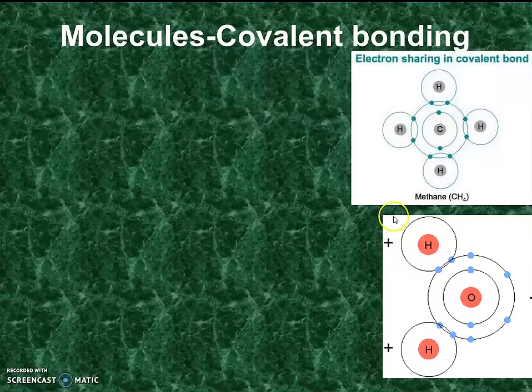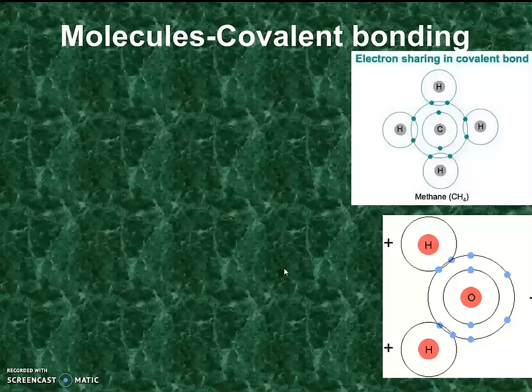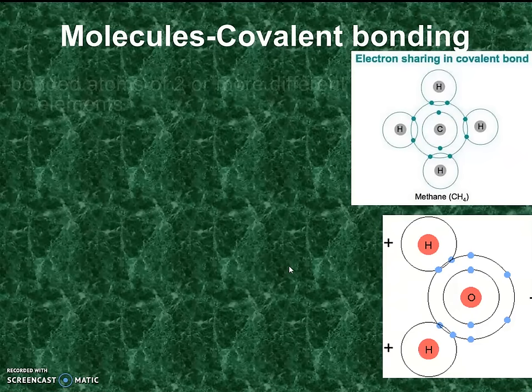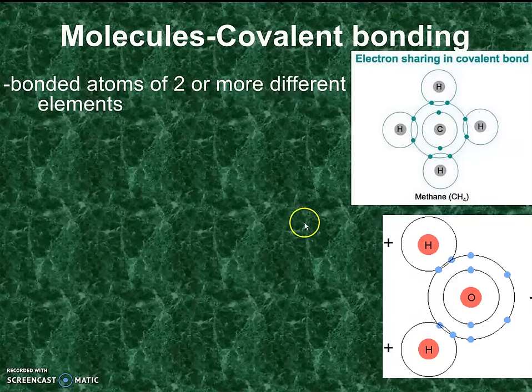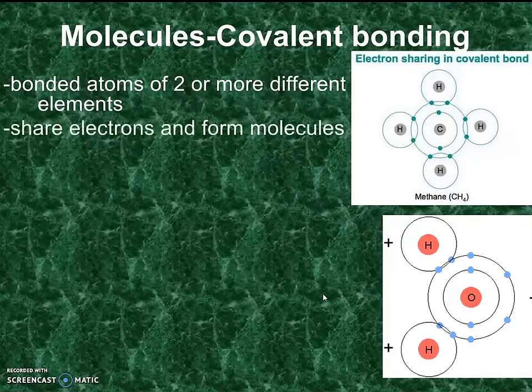Alright, so let's talk about how elements bond together. There are two types of bonding. There's covalent bonding and ionic bonding. This whole slide is about covalent bonding. So there are two types of covalent bonds. First of all, covalently bonded atoms are two or more different elements. They do share electrons and form molecules, so the sharing part is the most important part here of covalent bonding.